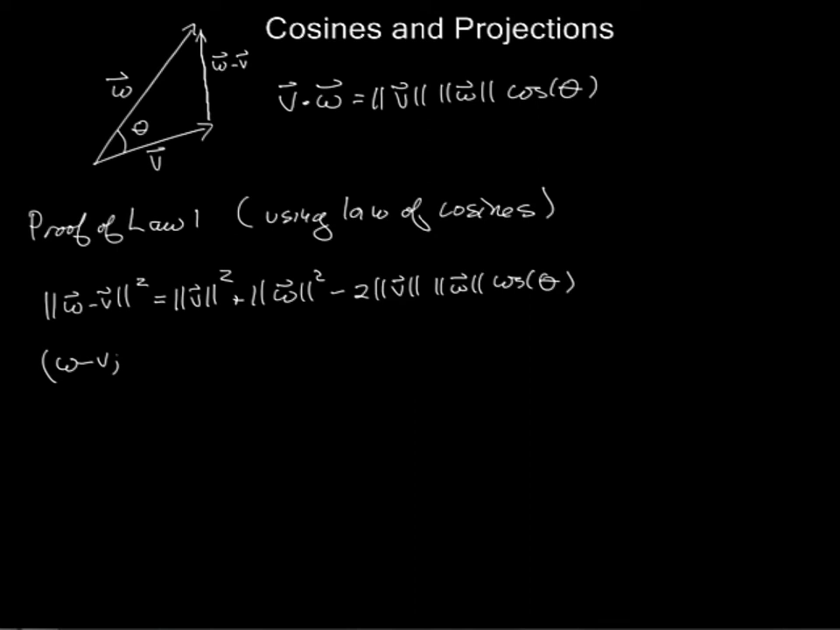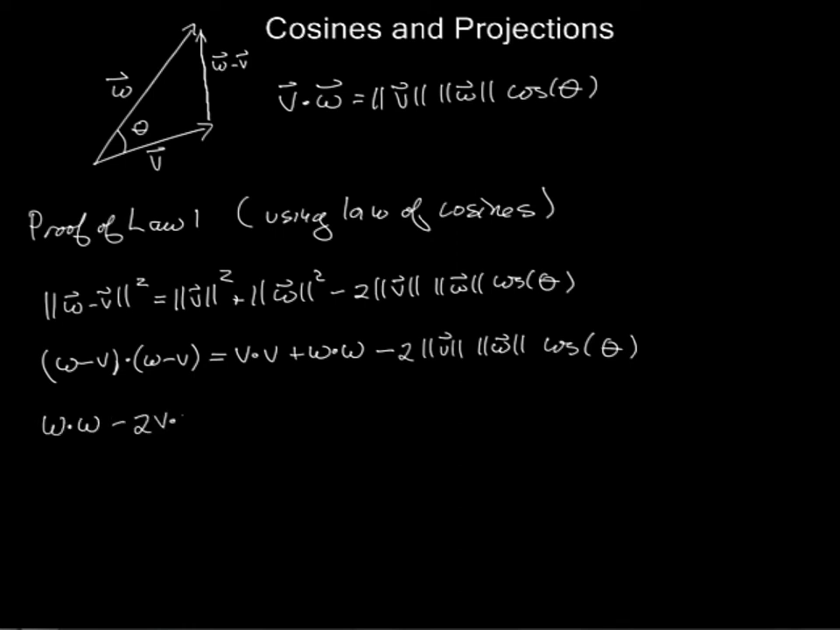So w minus v squared, that length squared, is w minus v dot itself. And that's supposed to equal v dot v plus w dot w minus 2, and I'm just going to leave the length of v and length of w cosine theta. And now on the left-hand side we get w dot w minus 2 v dot w plus v dot v. And the right-hand side I'm not going to touch.